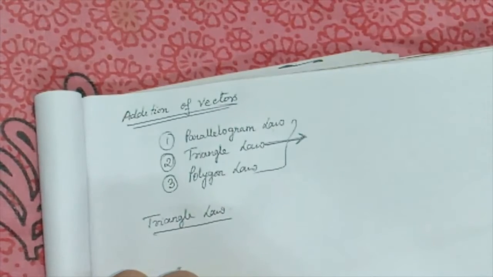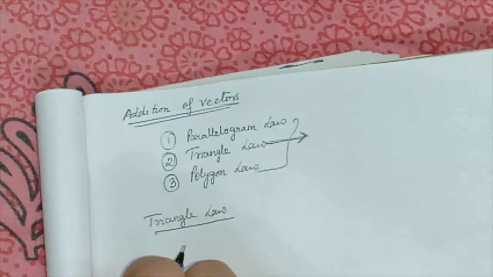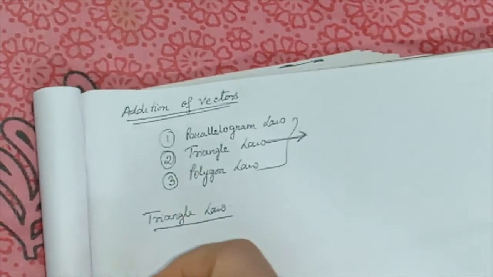The law states that if 2 sides of a triangle, 2 adjacent sides of a triangle, represent 2 vectors taken in the same order, then the third side of the triangle will represent the resultant of the 2 vectors taken in reverse order. So what does this mean?